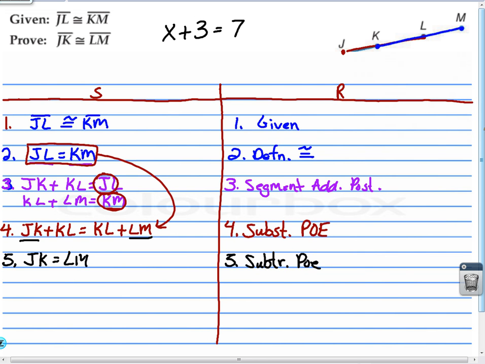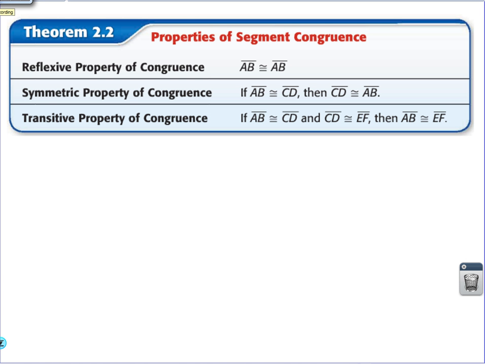The length of JK is equal to the length of LM. We're trying to prove that JK is congruent to LM. That's the same thing, right? JK is congruent to LM because if they're equal in length, then they are congruent. That's what it means to be congruent. That is the definition of congruent. These are now our best friends.